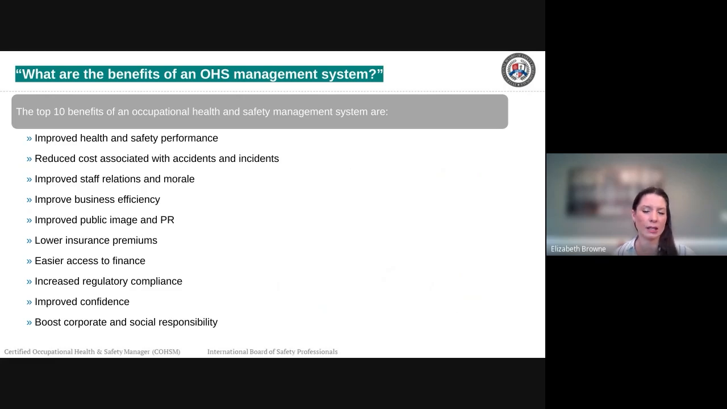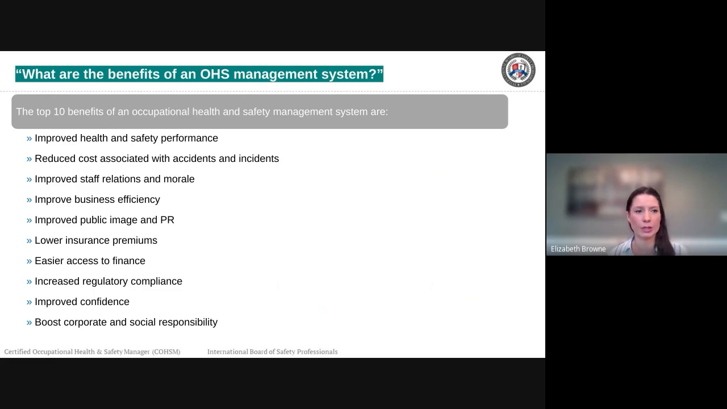provides us a systematic way to ensure that we are considering all health and safety hazards and risk on site and controlling them. And so by doing that, we're going to improve the health and safety performance overall for the company. We're going to reduce costs associated with accidents and incidents, whether it be property damage or costs from an employee injury. We're going to improve employee morale and improve staff relations, improve business efficiency.